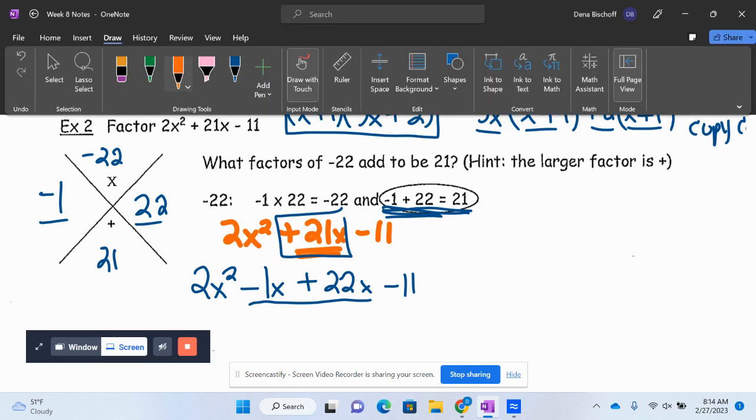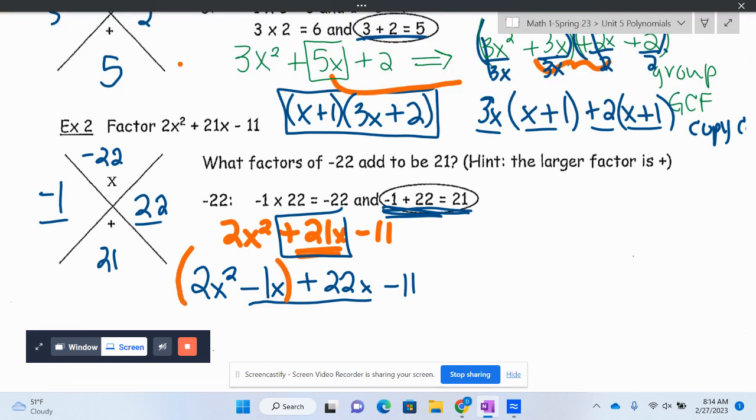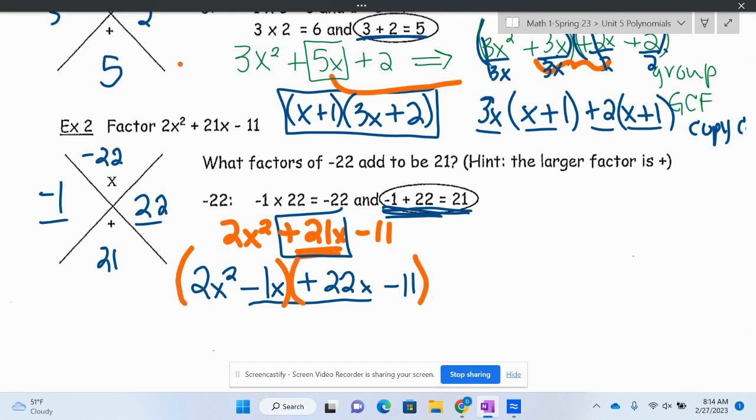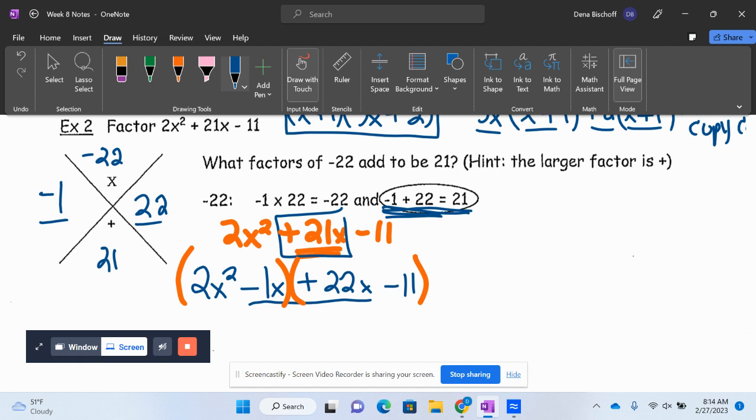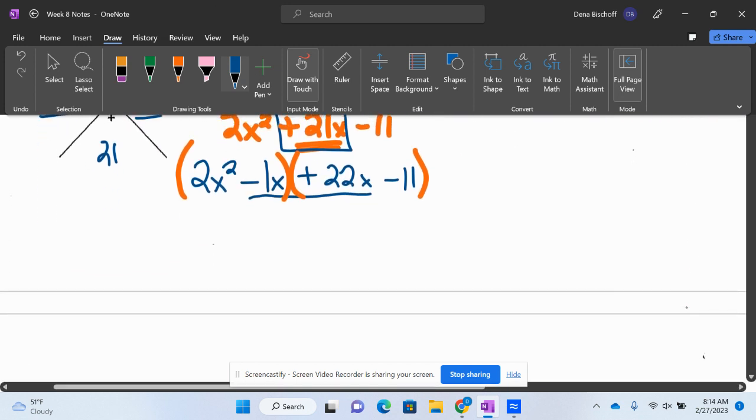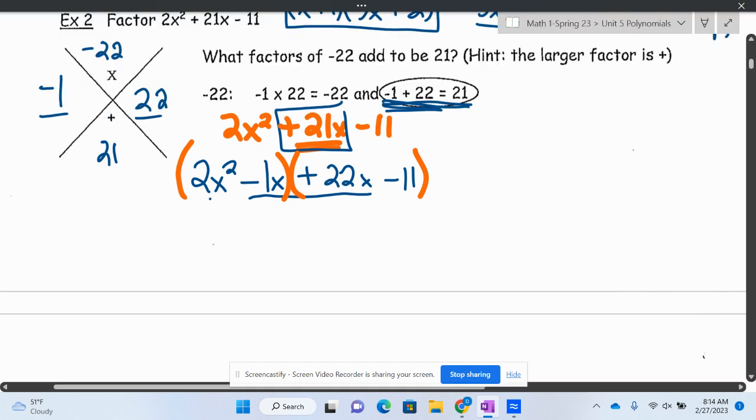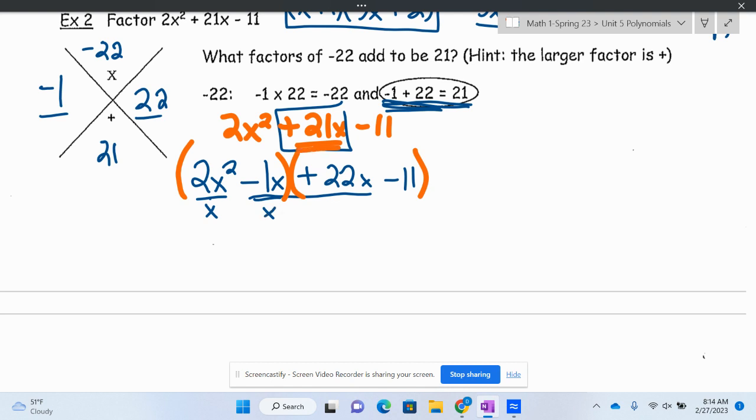So we're going to just put parentheses around the first two terms and the last two terms. And then I have to say to myself, okay, what is the greatest common factor between 2x squared and negative 1x? What can I divide both of these terms by? X. That's the only thing I can take out of both of them. And so when I do that, remember, we've done taking out a GCF. You have to put it out front. So that comes out front with a parenthesis.